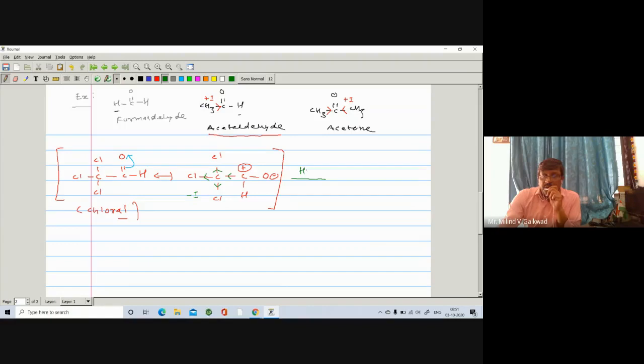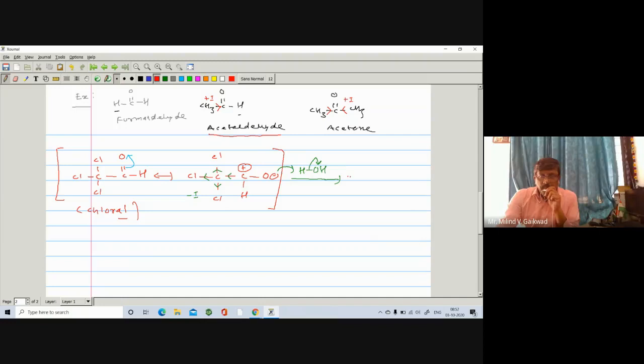Here, if you add water, HOH, due to the minus I effect the intensity of C positive gets increased. That's why it is more reactive. And if it reacts with the water, this sigma bond opens as OH negative, H positive. This O negative will attack this H positive, and this OH negative will attack this C positive. So you are getting the corresponding hydration product.